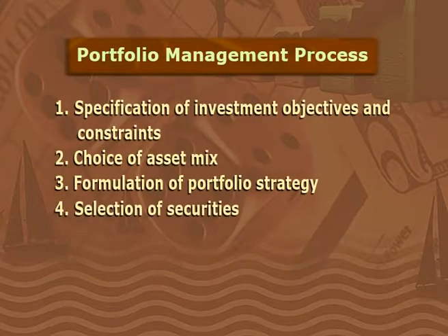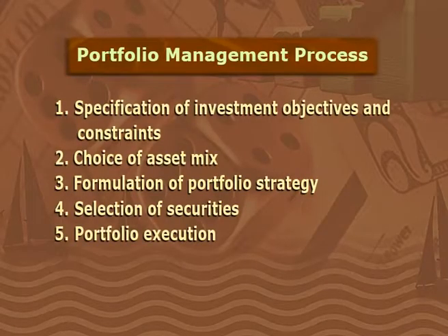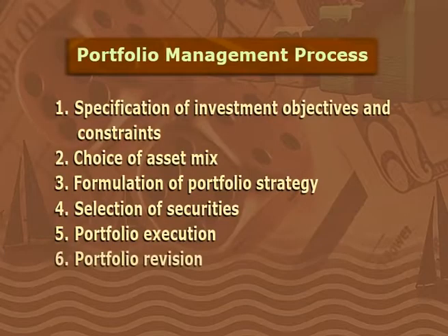Step 4. Selection of securities. Generally, stock selection is based on analysis of fundamentals of the organization. Bond selections are based on maturity, credit rating, liquidity, and tax aspects. Step 5. Portfolio execution. This is the stage where actual buying and selling of securities is done. Step 6. Portfolio revision. The market being dynamic does not move on a predetermined trend. Hence, there may be fluctuations in prices of stocks and bonds.